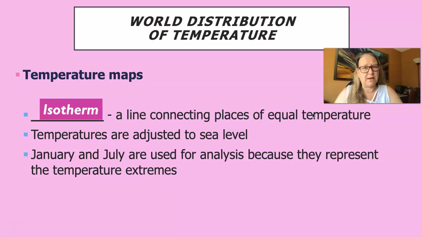Now, why would we do that? If the solstices are in December and June, why would we use January and July? Well, it turns out there's a delay between the time when the maximum temperature is reaching the Earth and when the Earth actually experiences the highest temperature. So January is usually colder than December in the Northern Hemisphere, and July is usually warmer in the Northern Hemisphere than June.